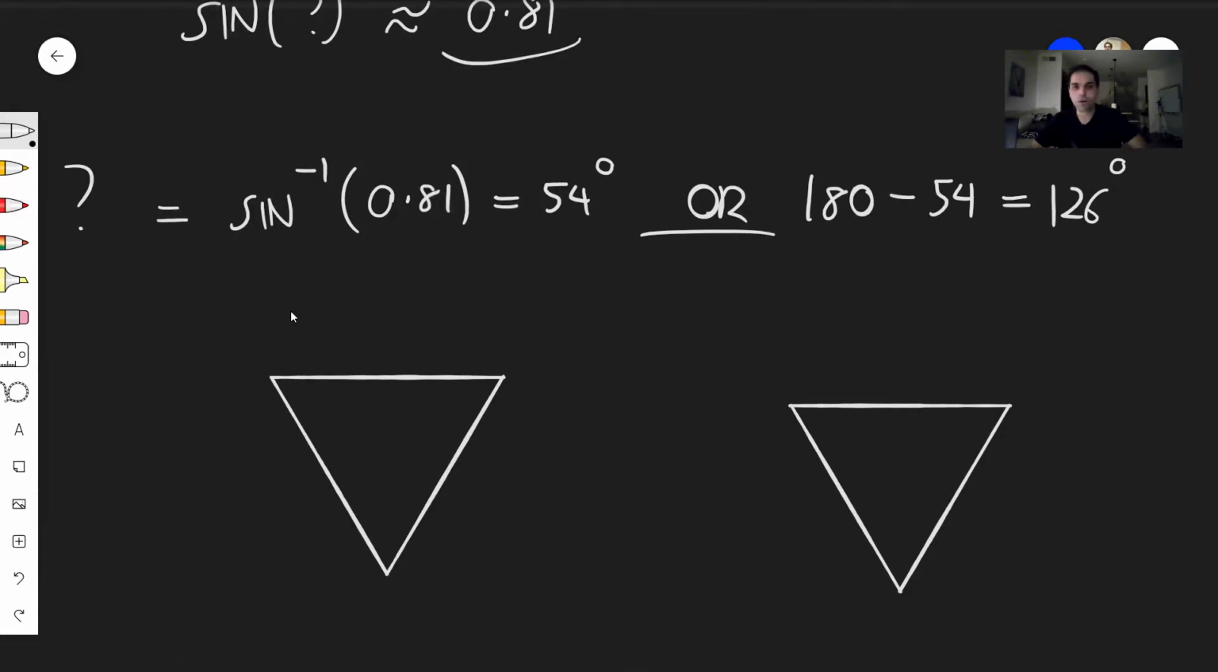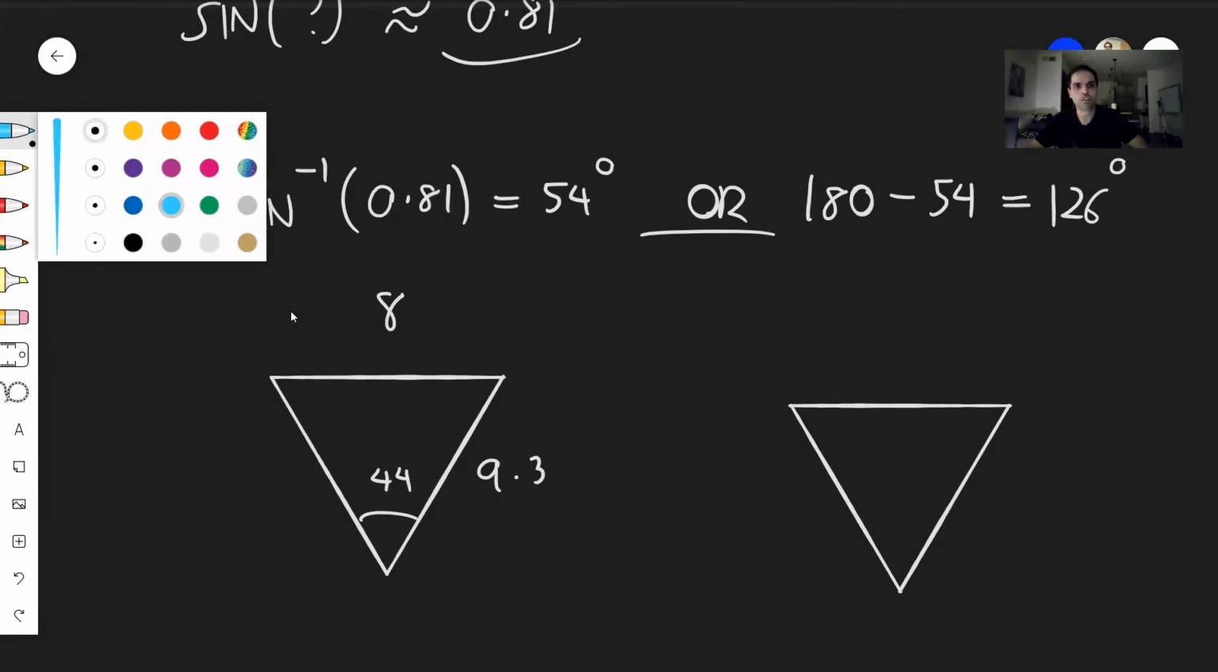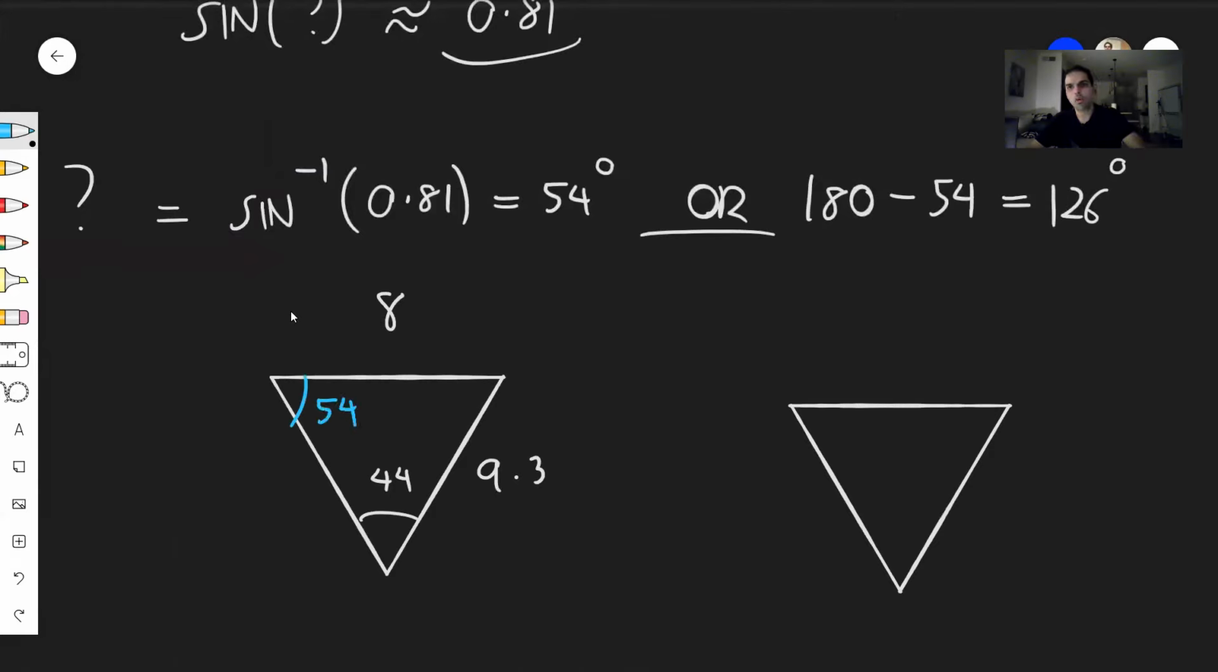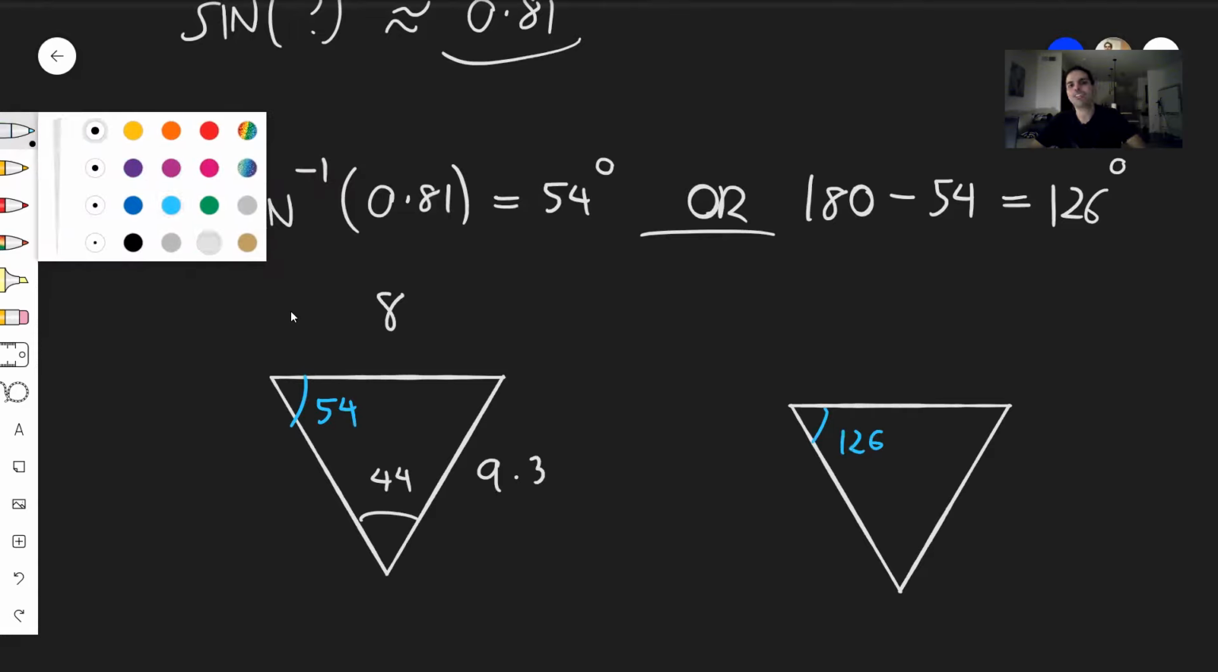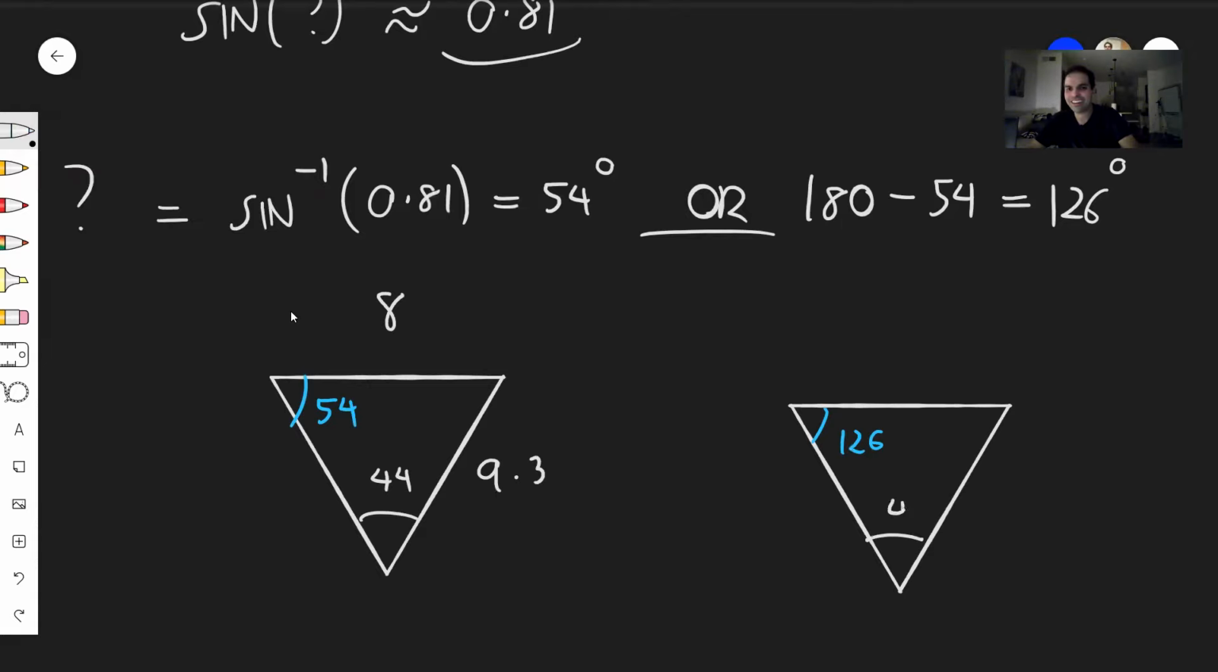Again, our original sides and angles were 44, 8, 9.3. And now we found this angle is 54, or it's 126. By the way, this is not drawn to scale. 126 doesn't look that tiny, but here's just a model. So I get 9.3 and then 8. And remember, sanity check. We need to check if this last angle makes sense.